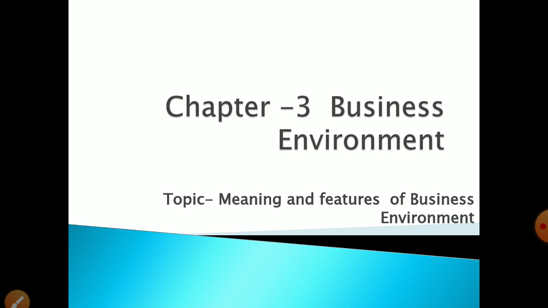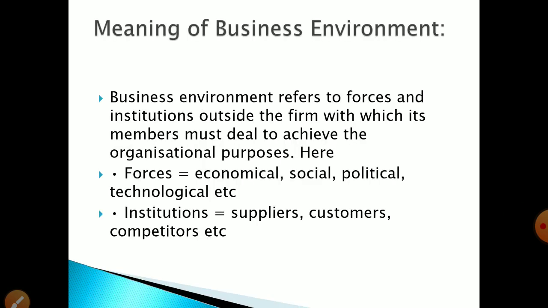In this, today we will be covering the topic, the meaning and features of business environment. Now students, first of all, let's discuss the meaning of business environment. Business environment refers to the forces and institutions outside the firm with which its members must deal to achieve the organization's purpose. The forces can be in the form of economic, social, political and technological, and institutions can be supplier, customer, competitor.